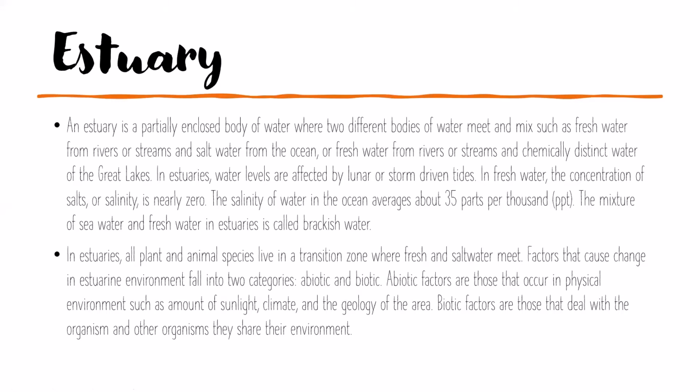So in estuaries, all plants and animal species live in a transition zone. It's termed a transition zone because it's where fresh and salt water meet. So factors that cause change in the estuarine environment fall into two categories: abiotic and biotic factors. Abiotic factors are those that occur in physical environments such as the amount of sunlight, climate, and the geology of the area. While biotic factors are those that deal with the organism and other organisms they share their environments with. So are these organisms competing with each other?